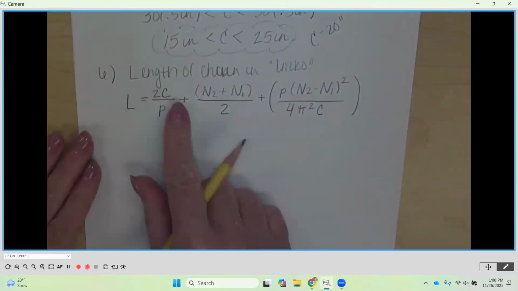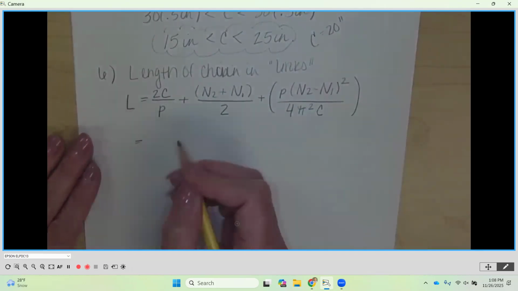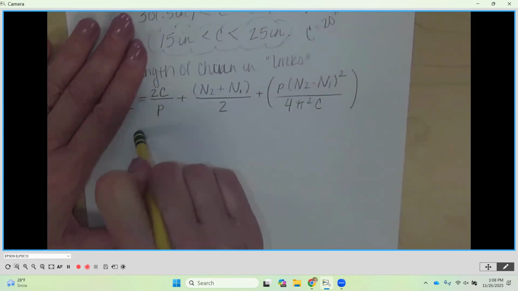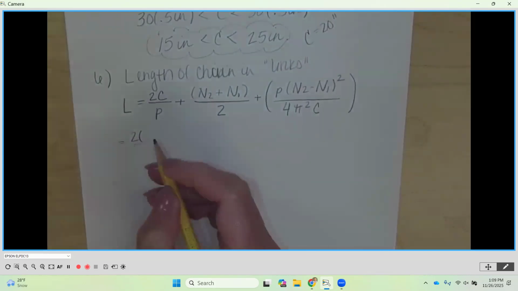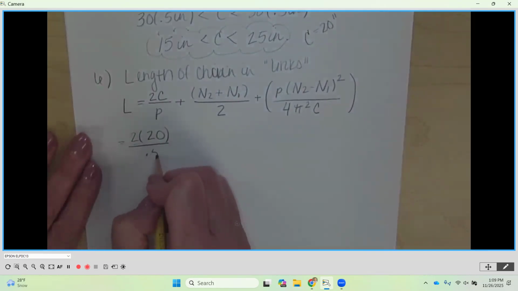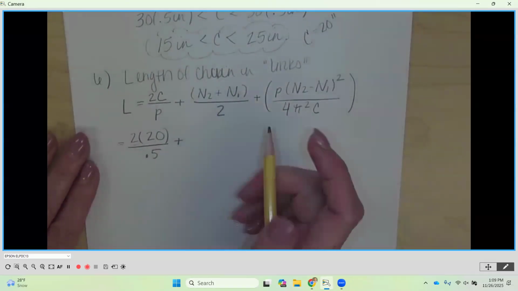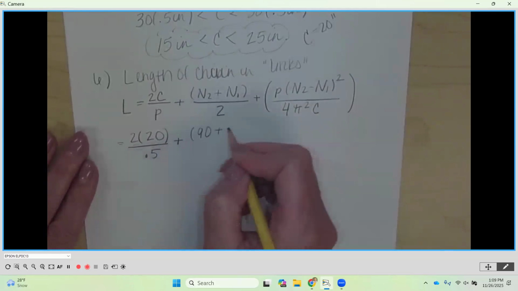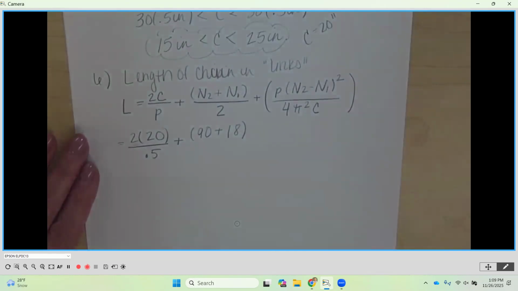So now we're going to put our values in. And like I said, if I put all the units in here, I'm not going to have enough room. I would be on multiple lines. So just trust the final units. They're going to magically appear for us. So this is going to be 2 times our center distance. We picked, or the book picked 20, okay? Divided by 0.5, which is our pitch, okay? Plus our number of teeth in each one. So that was 90 plus 18. If you got to look back, feel free to do that. Divided by 2.